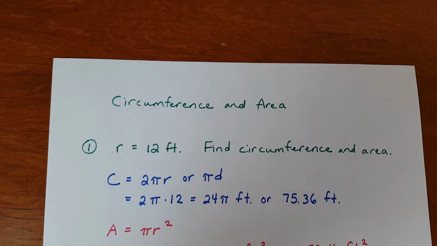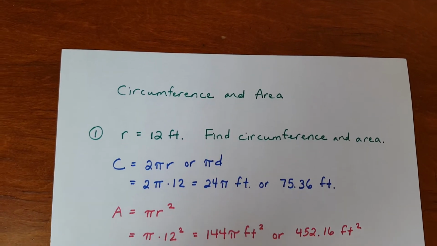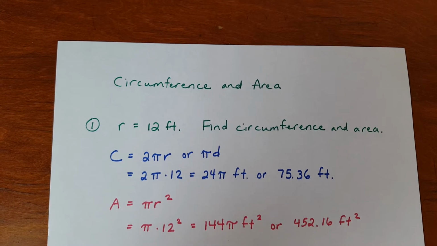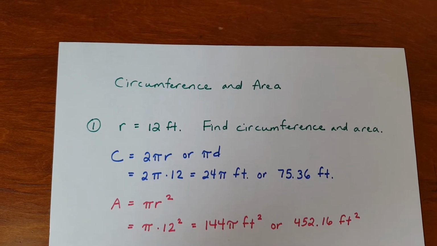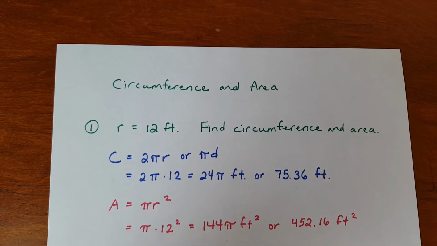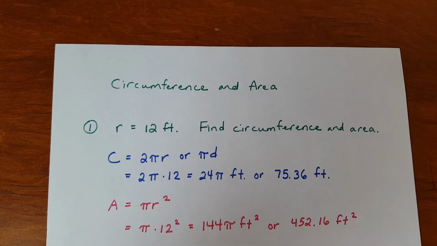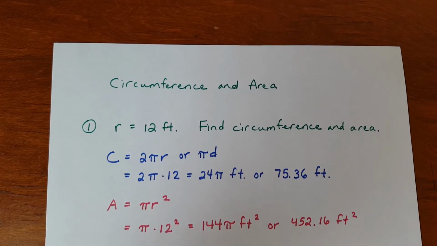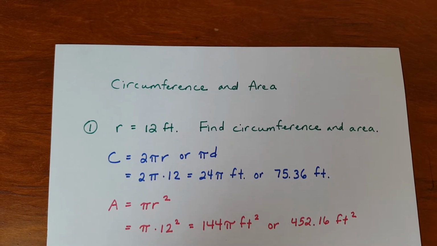The formula for area is pi r squared, where r is radius once again. Let's substitute 12 for r. 12 squared is 144, so we get 144 pi feet squared for an exact value. Or if we use, once again, pi as 3.14, or we use the pi button on our calculators, we get the decimal approximation of 452.16 feet squared.